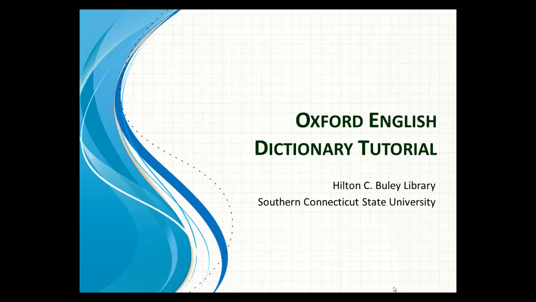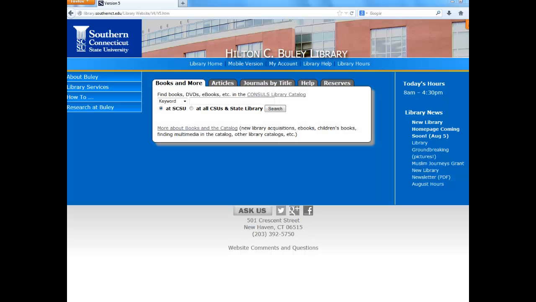In this tutorial, you will learn how to use the OED to search for words, to locate the different meanings and uses of a word through time, to view variant spellings of a word, and to search for quotations using a specific term. To access the database, begin at the Bewley Library homepage and select the Articles tab.